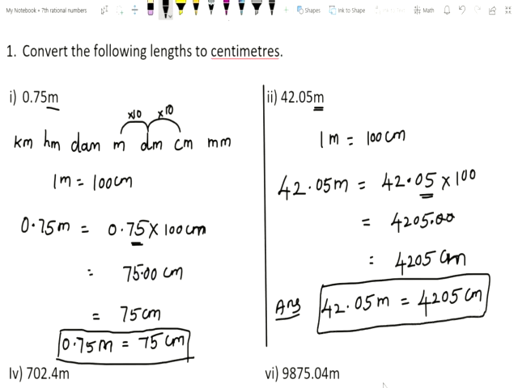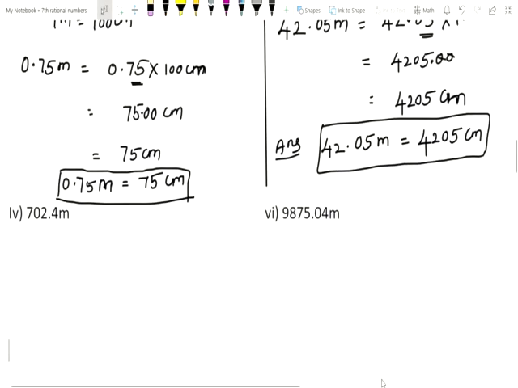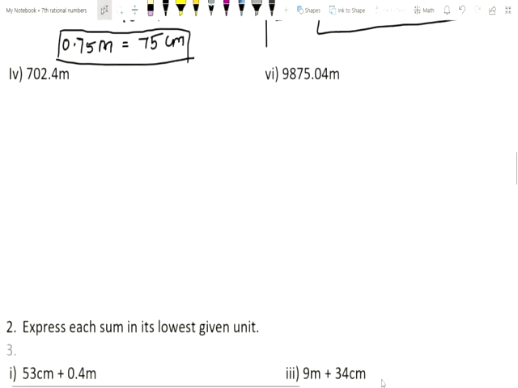Do you understand, children? Let's move on to the next question. 702.4 meter is given. We are going to convert into centimeter. So what is the relationship, children? 1 meter equal to 100 centimeter, because larger to smaller we are converting, so that we need to multiply.